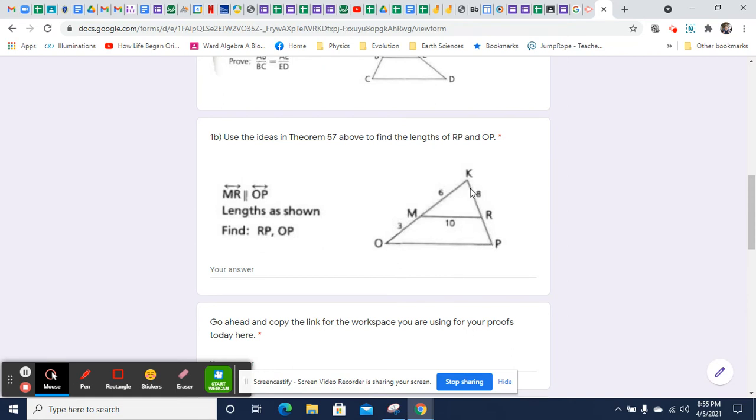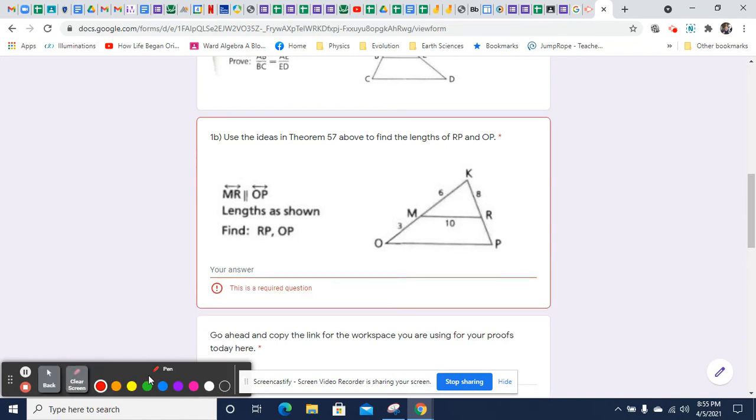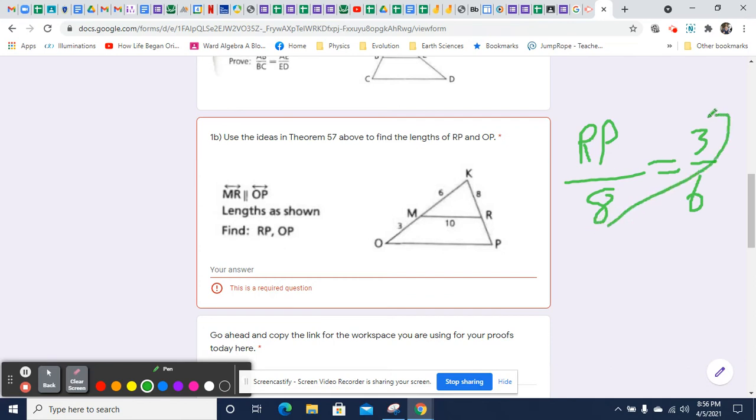So RP, we can deal with this parallelness. So RP will be to 8 as 3 is to 6. Okay, I'll make a note of that. So whatever RP is, will be to 8, because this has been divided up proportionally, as 3 is to 6. And it should be fairly easy to mental math that RP has to be 4, but we can demonstrate it by getting the product of the means and the product of the extremes.